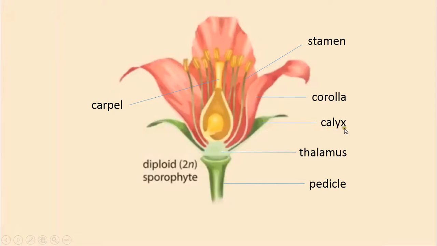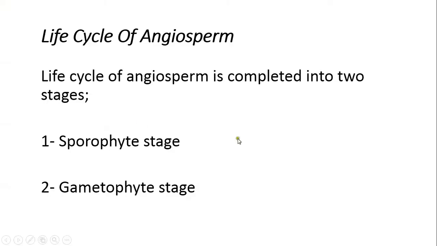The first whorl, which is green in color, is called calyx. The second colored whorl is called corolla. The third, the male reproductive organ, is called androecium, and the individual member is called stamen. And the fourth one, the female reproductive organ, is called carpel or pistil. Now let's come to the topic, the life cycle of Angiosperm.